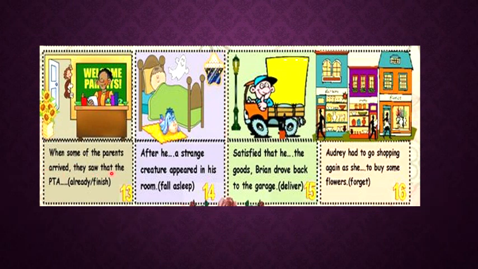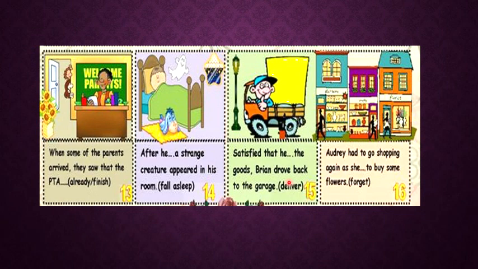When some of the parents arrived, they saw that the PTA had already finished. PTA is your PTM. Okay, that happens in schools. After he had fallen asleep, a strange creature appeared in his room. The verb is fall asleep. Satisfied that he had delivered the goods, Brian drove back to the garage. The verb is deliver. Deliver means to give something from one place to another. Okay, to take and give something. Brian is a name here. Audrey is a name. Audrey had to go shopping again as she had forgotten to buy some flowers. The verb is forget.